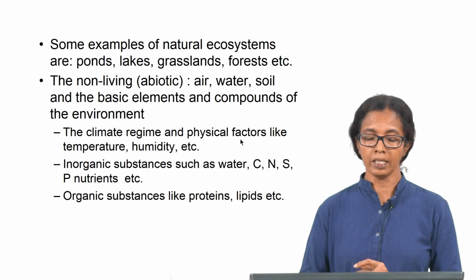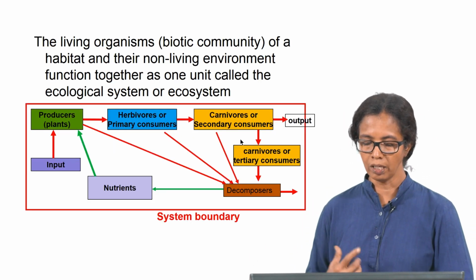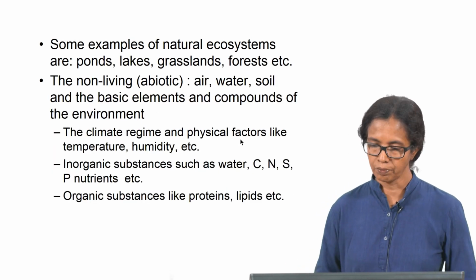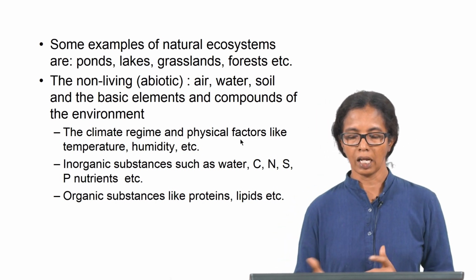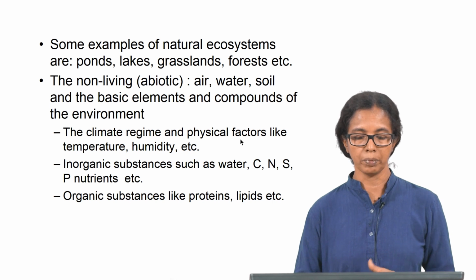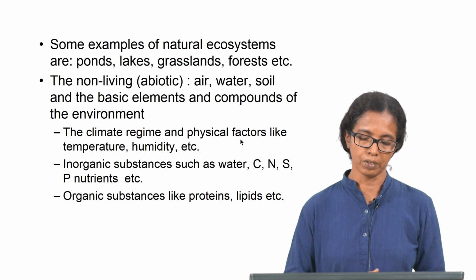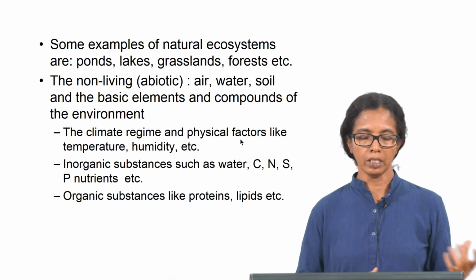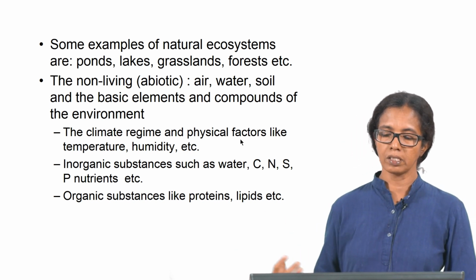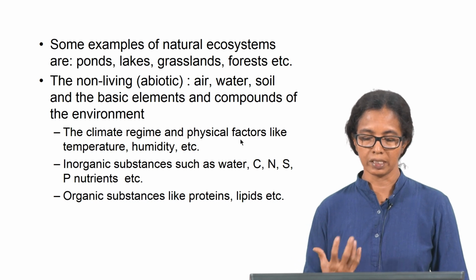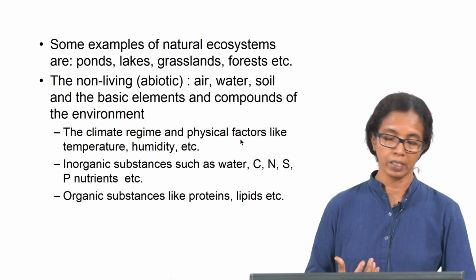This brings us to various questions to ask in understanding ecosystems. In all these aspects, the non-living, or the abiotic, has a major role in control, for example air, water and soil, and the basic elements and compounds of the environment. They control the climate regime and the physical factors like temperature and humidity, inorganic substances such as the availability of water, carbon, nitrogen, sulfur, phosphorus, nutrients, etc., and also the synthesis of organic substances like proteins and lipids. These are the constituents of the non-living or abiotic part, but they are part of the ecosystem itself.